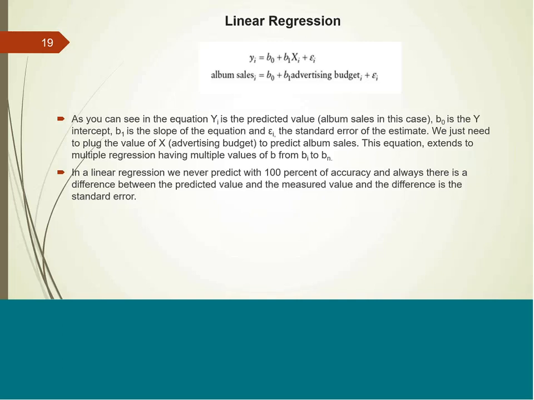because we are never 100% sure. There is always going to be a margin of error. So we only need to plug in the value of X, how much money we are spending on advertising, to predict album sales. And of course, this equation extends to multiple linear regression, and you're going to have multiple values of B. Again, in a linear regression, we never predict with 100% accuracy. That's why there is the error term, E.